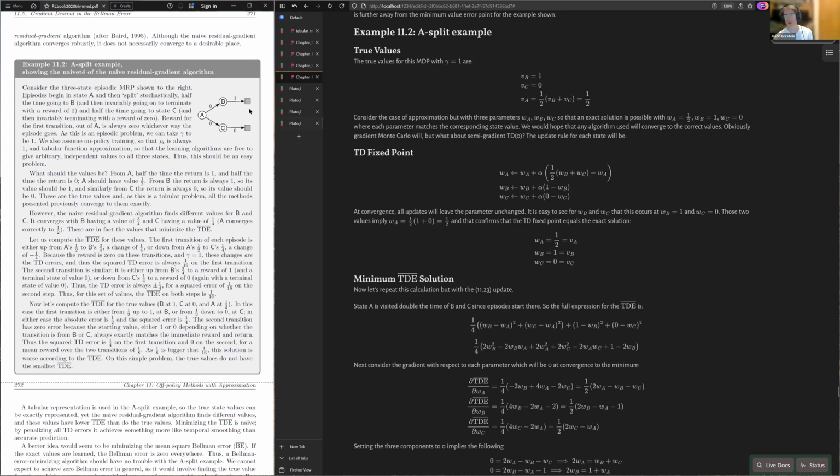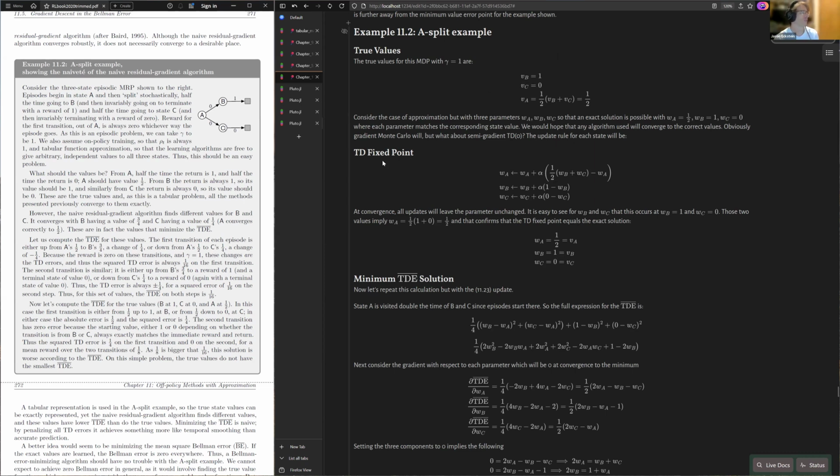That's true if gamma is 1, so we'll just consider cases where gamma is 1. This is an episodic problem. And this is very simply what the Bellman equations are, and this is just what I said. Okay, so these are the true values.